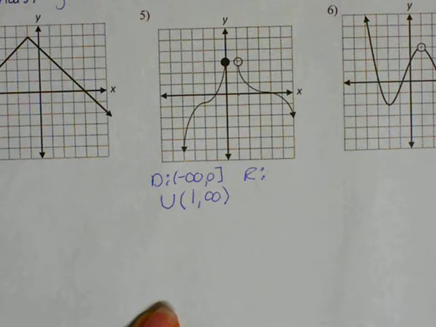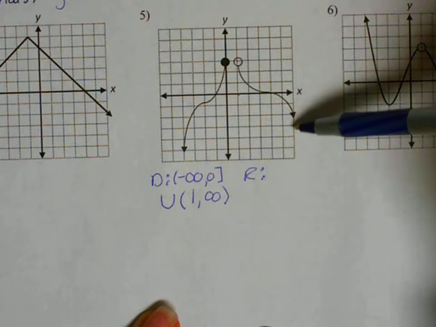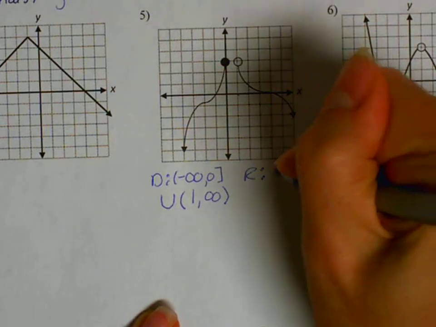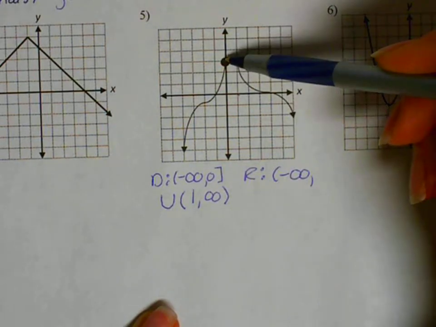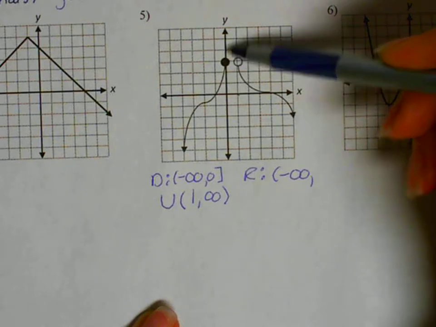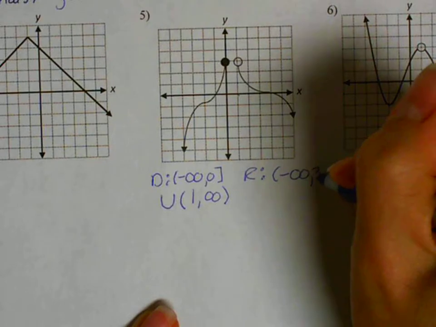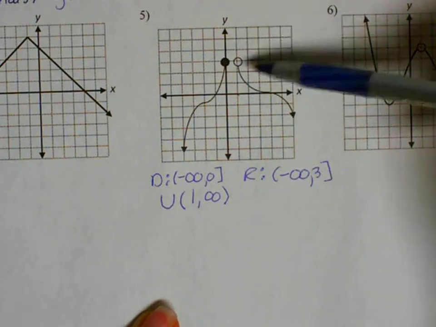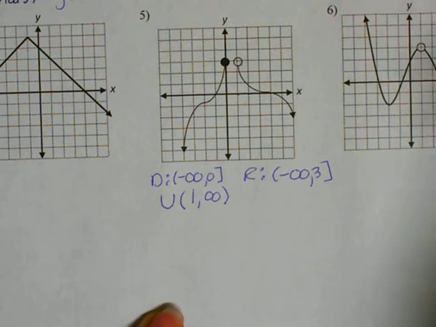My y values, well, my arrows go down, down, down forever. So it's going to go all the way to negative infinity, but it only goes up here. There's nothing higher than this, and this is 1, 2, 3. And it includes it because even though this one is an open circle, this is also at 3 and it is a closed circle, so I am including 3.